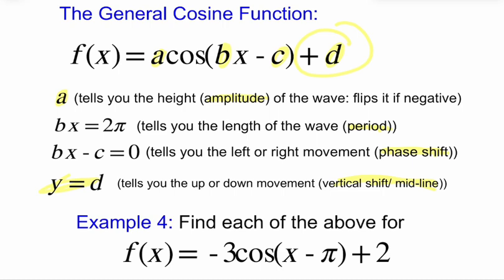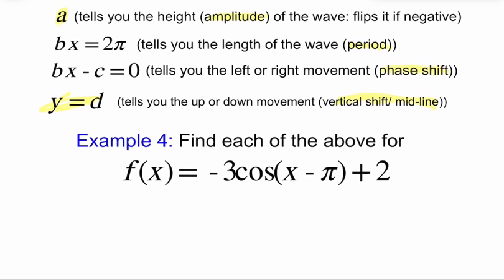So in this example, we're going to find the amplitude, the period, the phase shift, and the vertical shift or midline for this equation. So we've got this equation that's been totally mixed up. So let's figure out how we find each. Okay, so the first thing I want to do is the amplitude.